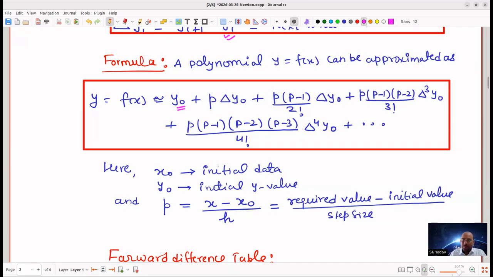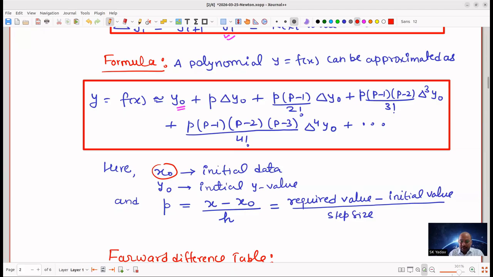So the number of terms will depend on how many data points are given. And here, very important, what is x0? The initial data point. And what is y0? The initial y value. And the variable p here is (x minus x0) upon h. So in some textbooks, p is taken as u or v. So that's your choice. Here I am denoting it by p.